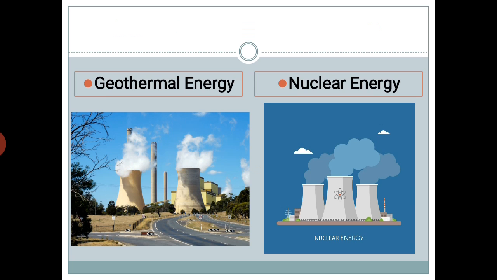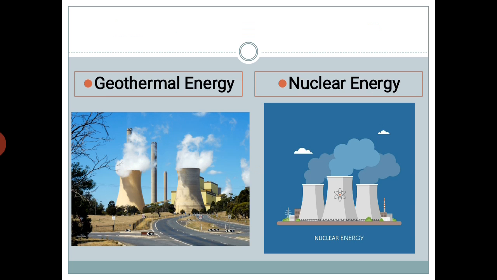Next one students, nuclear energy. Yes, it is obtained from energy stored in nuclei of atoms of naturally occurring radioactive elements like uranium and thorium. Listen students, uranium and thorium are the important radioactive elements required to generate nuclear energy. Nuclear energy is an alternative to fossil fuels and can reduce the emission of greenhouse gases. It is a very powerful and efficient source of energy. So in such a way, this is another most important form of non-conventional source of energy.